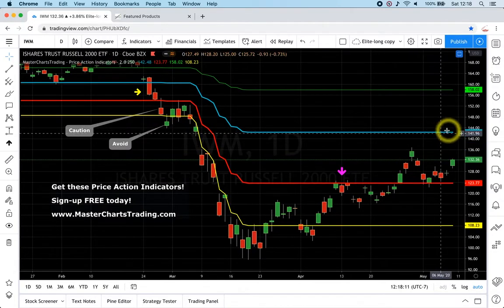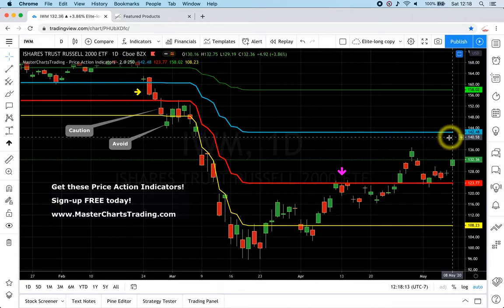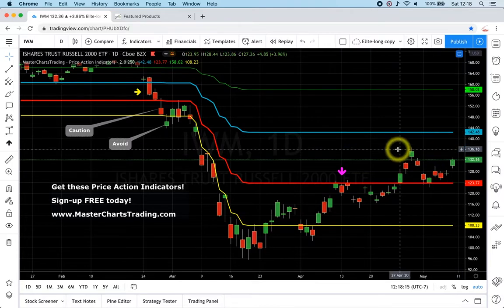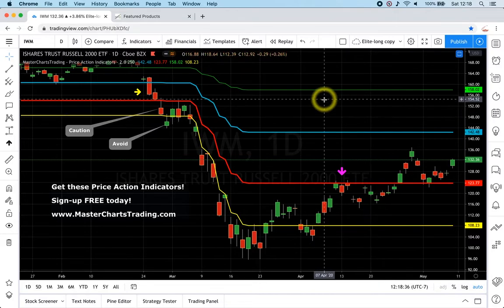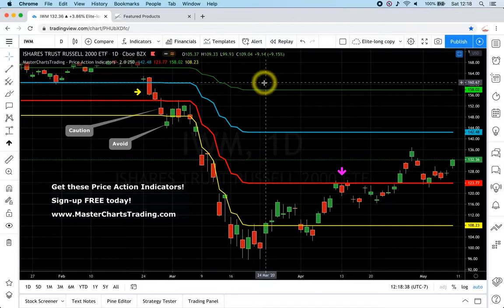IWM, you can see, still underperforming. The small caps are underperforming, understandably so. They have less capital in general, and larger companies have an easier way to find financing and markets as well. So currently with the COVID epidemic, we are seeing small companies decimated, and especially small businesses such as mom and pop shops as well as small chains.